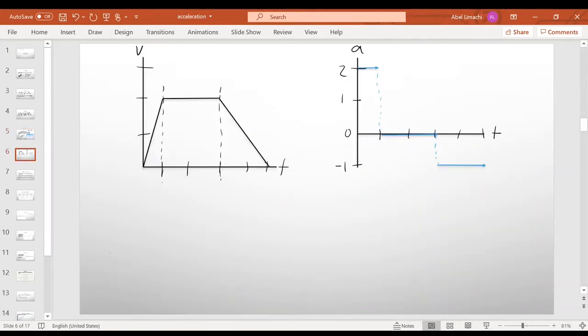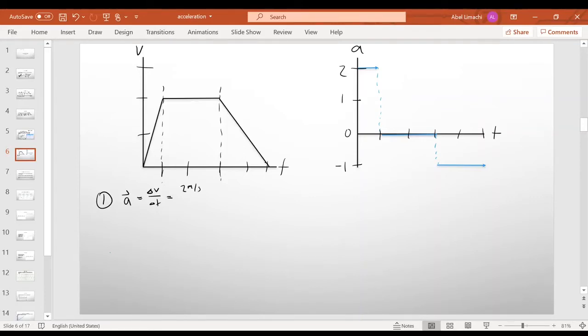Alright, next step. We're going to split this up into 3 parts right here, and this is the corresponding acceleration versus time graph. Okay, so for part 1, we're going to need to find the acceleration, which we know is going to be 2, but we can calculate it from here. It's going to be the delta V over delta T, which is going to be this increase by 2 meters per second over 1 second.